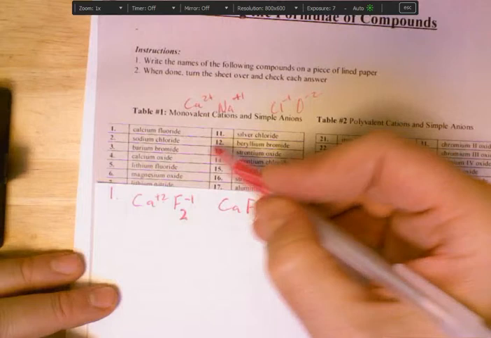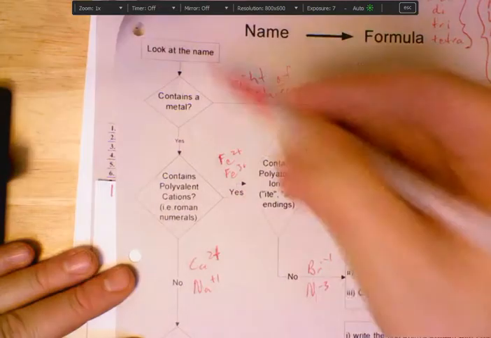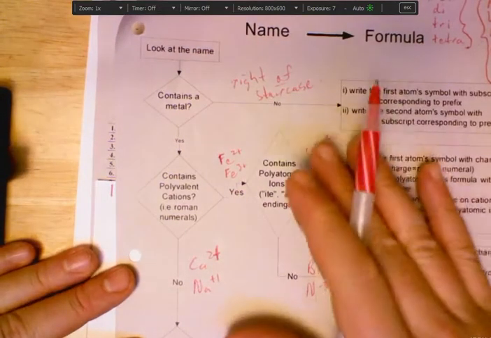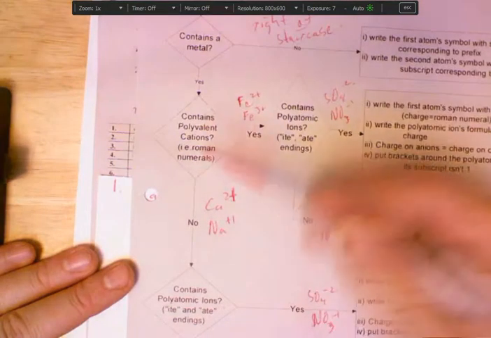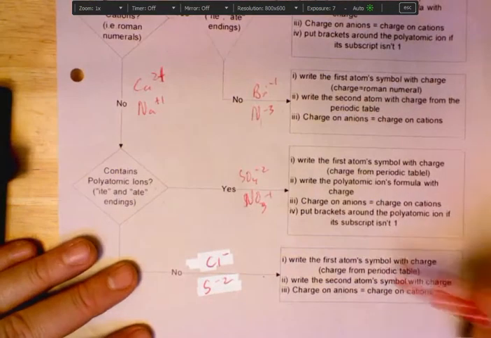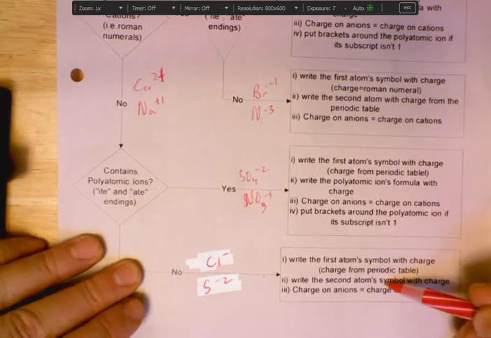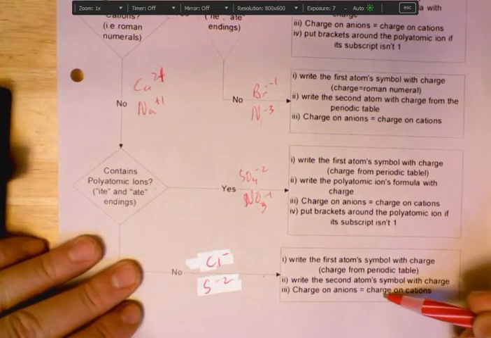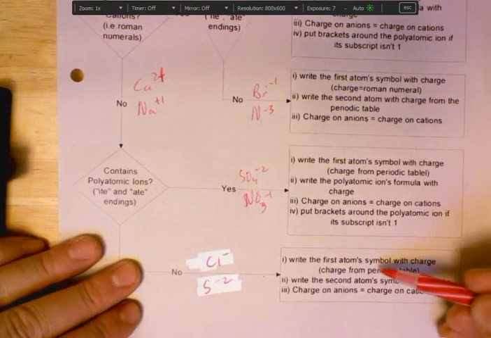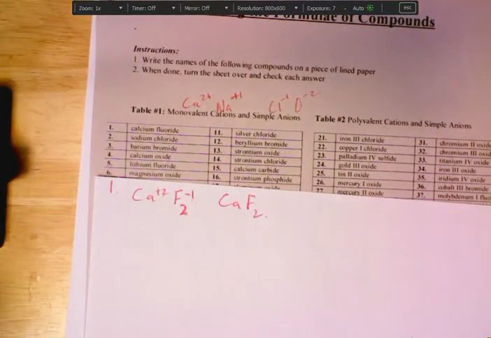Okay, let's go on to the next one here, sodium chloride. When we look at the flowchart here, you'll notice that everything in table number 1 winds up in the same place. So they all contain a metal. None of them are polyvalent. They don't have a polyatomic ion in them. So we're just going to be practicing through repetition this. So write the first atom symbol with the charge, write the second atom symbol with the charge, and the charge on the anions has to equal the charge on the cations. So that's the rule that we're applying here. Now, some of the other things that you're learning is the location of things on the periodic table.